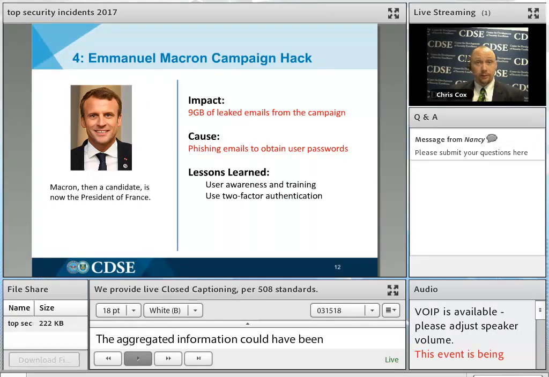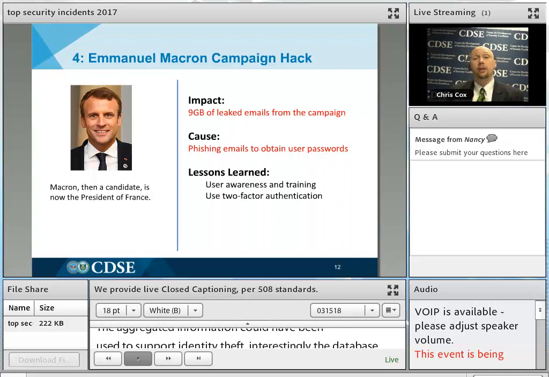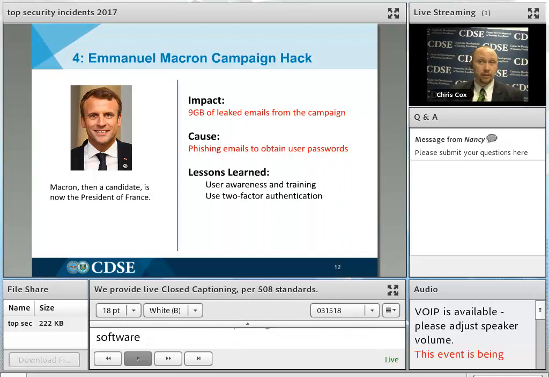At number 4, we have the successful hack of the Emmanuel Macron campaign in France. The hack was initially the result of phishing, where key members of the campaign were targeted to obtain their passwords. As a result, 9 gigabytes of emails was leaked to the public.